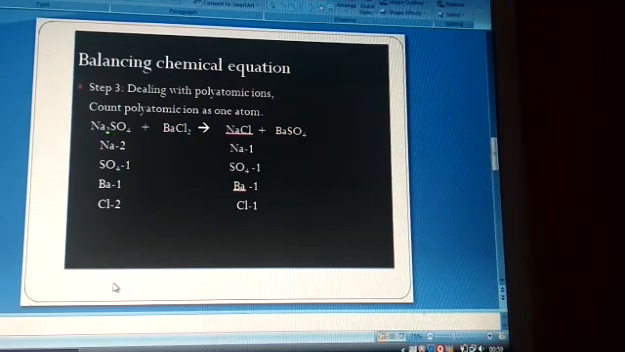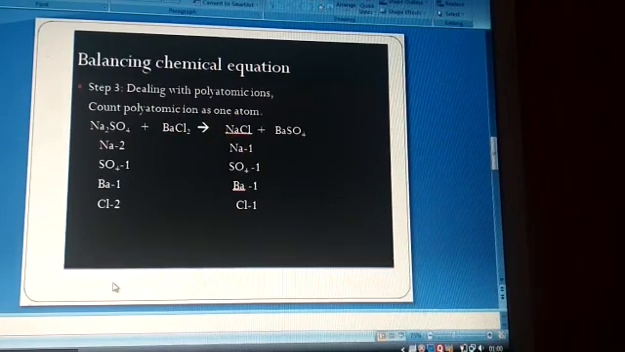Now here, again we are going to count the number of atoms on both sides: sodium 2 atoms, sulfate 1, Ba 1, Cl 2, and on the other side Na 1, SO4 is 1, Ba is 1, Cl is 1. So I have counted it, and when I balance it, which one is not balanced? Only sodium and Cl are not balanced, whereas the sulfate ion and Ba ion are both balanced here.